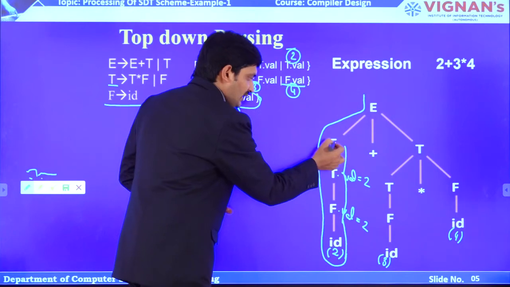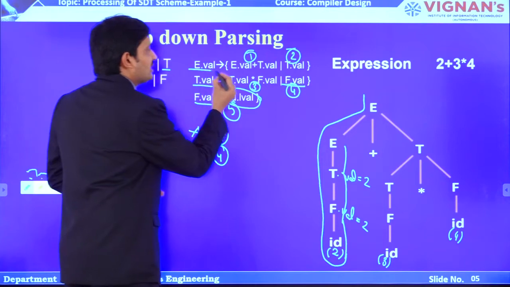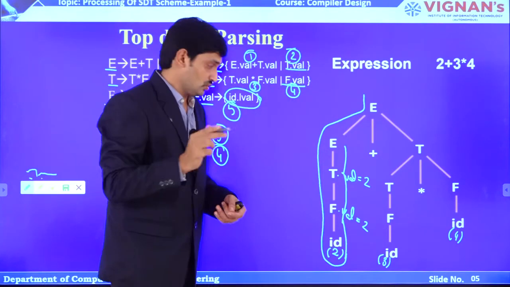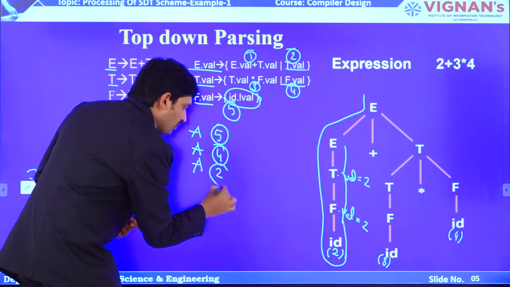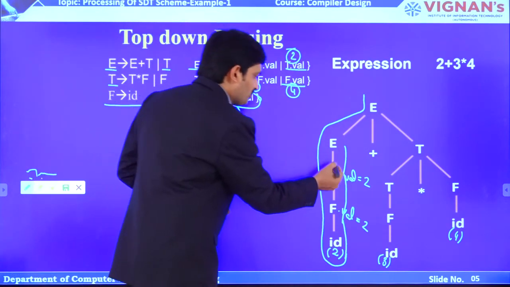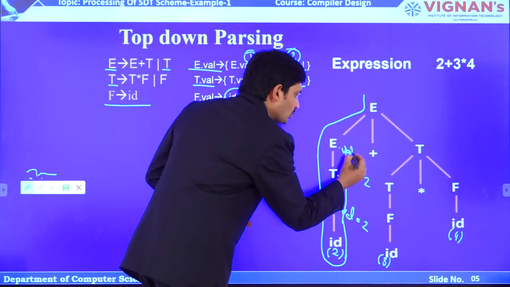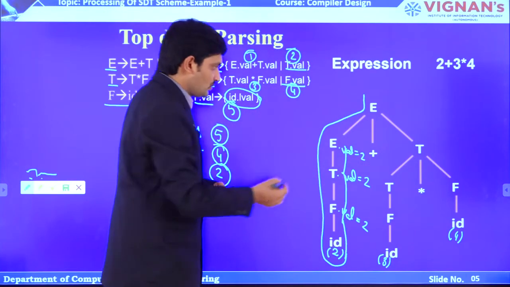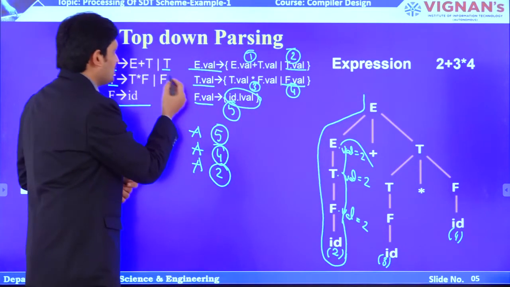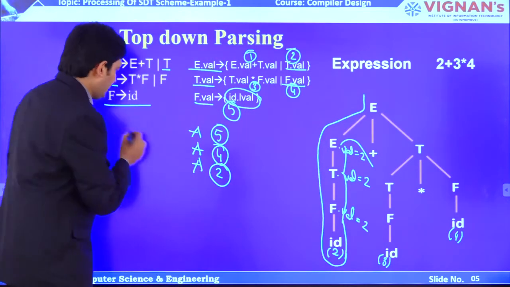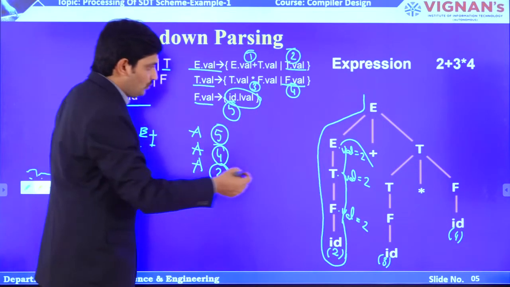Then E tends to T. Here we have E tends to T. That means E value equals T value. So, what is the action? Action number 2 is performed. If action number 2 is performed, T value is assigned to E value. So, E dot VAL equal to 2. Now come to here, it is E plus. There is no production where E plus is reduced to E, or E tends to E plus alone. So, we have to go down again.